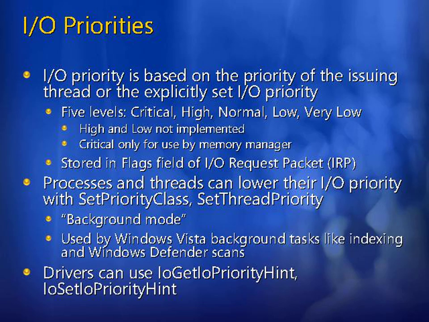The I/O priorities are based on the priority of the issuing thread, or by the thread explicitly setting an I/O priority on an individual I/O. And internally, Vista defines 5 levels, but only a few of them are currently implemented for this initial release of Vista. The I/O priorities are stored in the I/O request packet itself, and processes that know that they might be interfering with foreground work, like the indexing service or the Windows Defender scanning engine, can call new APIs like SetPriorityClass and specify new flags that tell the I/O system the I/Os issued by this thread should be low priority I/Os and go behind the things that are normal priority I/Os, like your Outlook trying to read from the PST file.